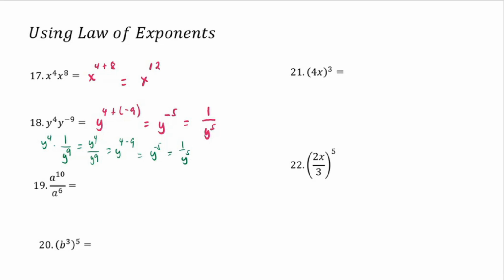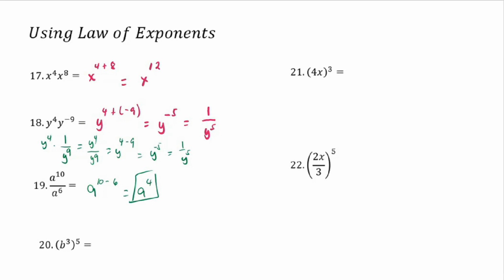Okay, number 19. It's almost similar to number 18 after we rewrite y to the power of negative 9. Therefore, we have the same base, so subtract the exponents. We have a to the power of 10 minus 6. 10 minus 6 is 4. Therefore, the answer is a raised to 4.